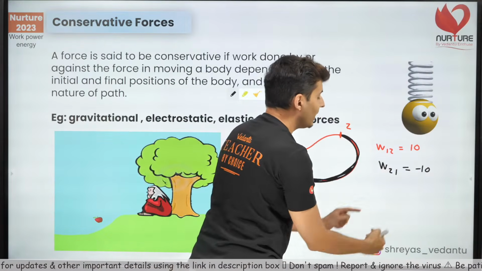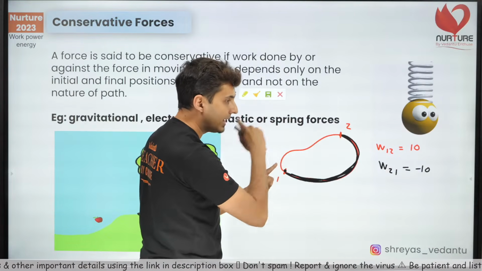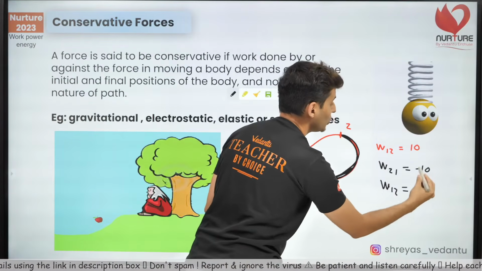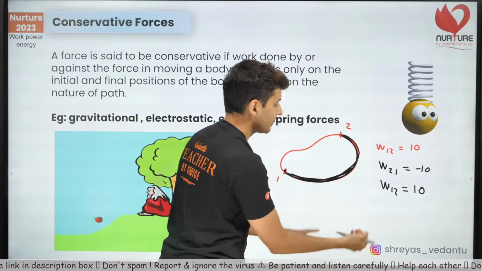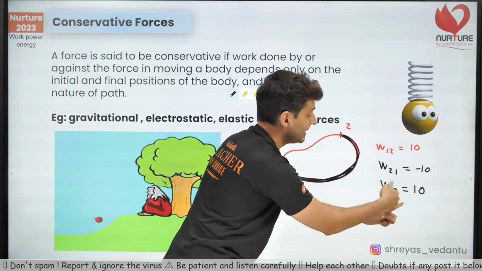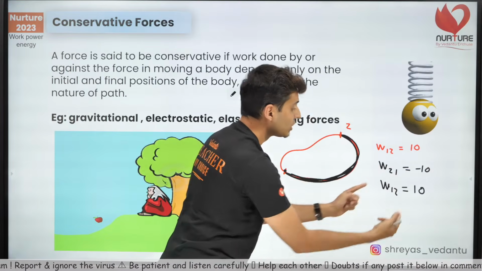Now, if W21, from here to here, you are taking minus 10 joules of work. So from 1 to 2, in this black path, how many joules of work will you do? You will do plus 10 because I have flipped the sign, flipped these subscripts, I have interchanged them. 2, 1, I made it 1, 2. So it will become 10.